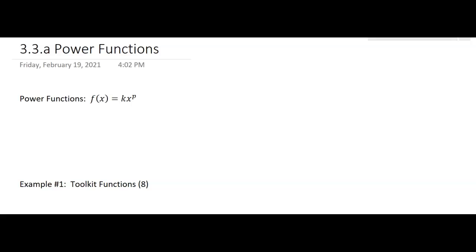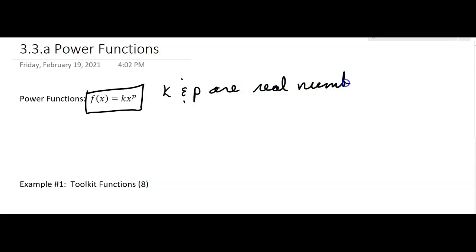So we're starting section 3.3, and we're going to start by talking about power functions. Now, a power function comes in this form. The function is equal to k times x to the p power. K and p are real numbers. They don't have to necessarily be integers. They just have to be real numbers. X is the variable here.